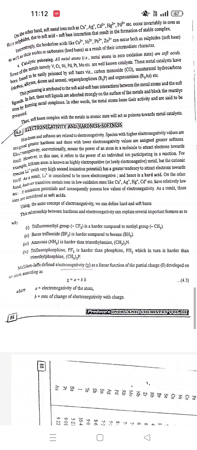For example, lithium is known as a highly electropositive or lowly electronegative metal, but the cationic species Li⁺ with very high second ionization potential has a greater tendency to attract electrons towards itself. As a result, Li⁺ is considered to be more electronegative, and hence it is a hard acid. On the other hand, heavier transition metal ions in low oxidation state like Cu⁺, Ag⁺, Hg⁺, Cd²⁺, etc. have relatively low second ionization potentials and consequently possess low electronegativity. As a result, these ions are considered as soft acids.